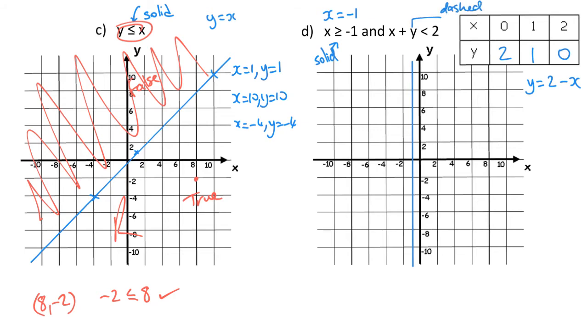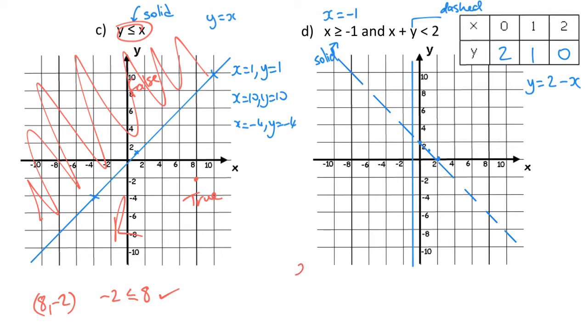So our points are 0, 2, 1, 1, and 2, 0. And then we can join those up with a dashed line. Now we need to consider shading.